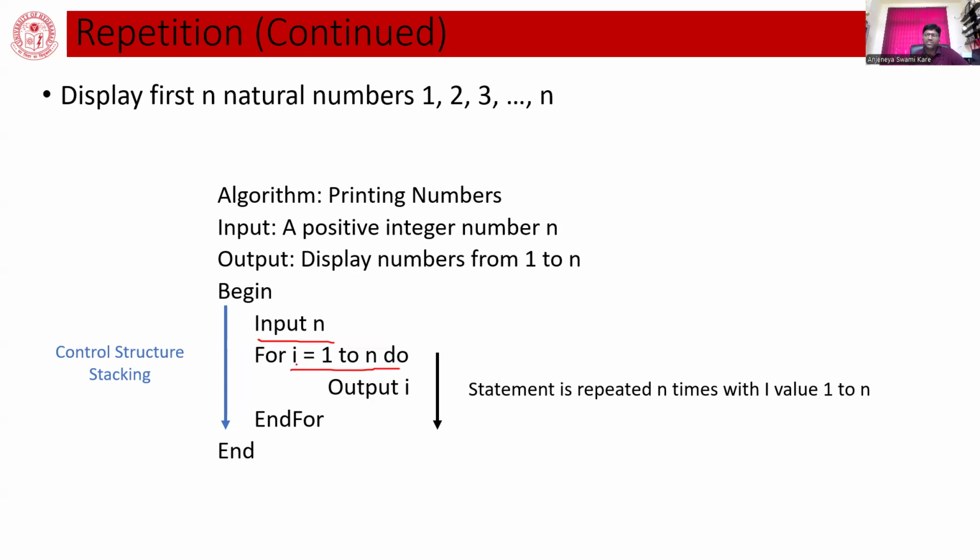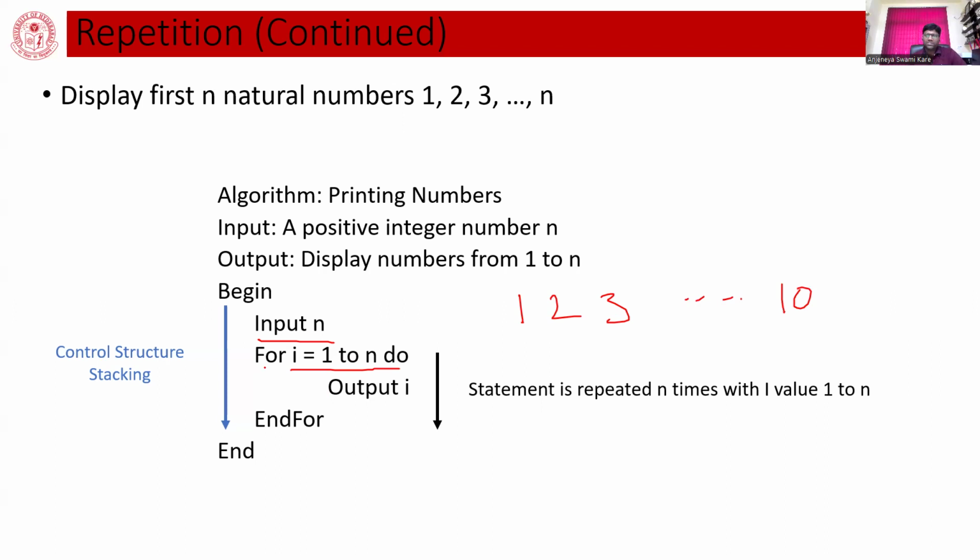It says that for the I values from 1, 2, and so on to n, for each I value in the range from 1 to n, you execute these statements. So for I equal to 1, the output will be 1. For I equal to 2, the output will be 2. For I equal to 3, the output will be 3, and so on. For I equal to 10, the output will be 10.